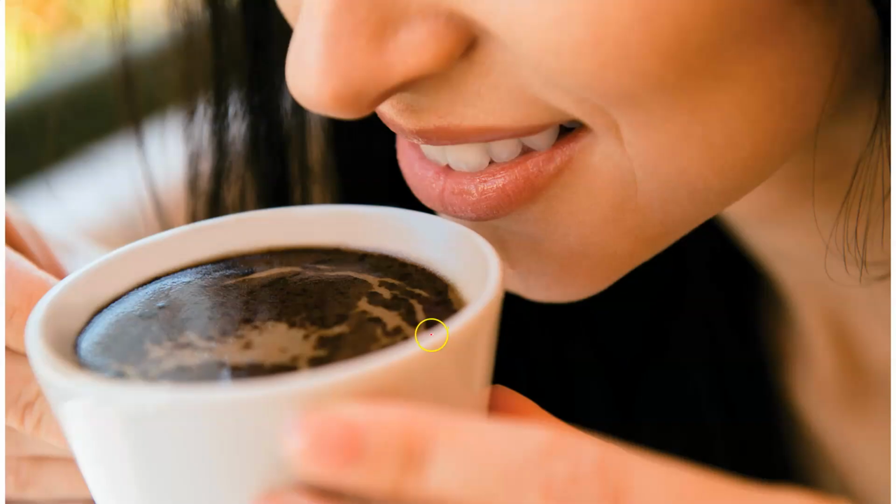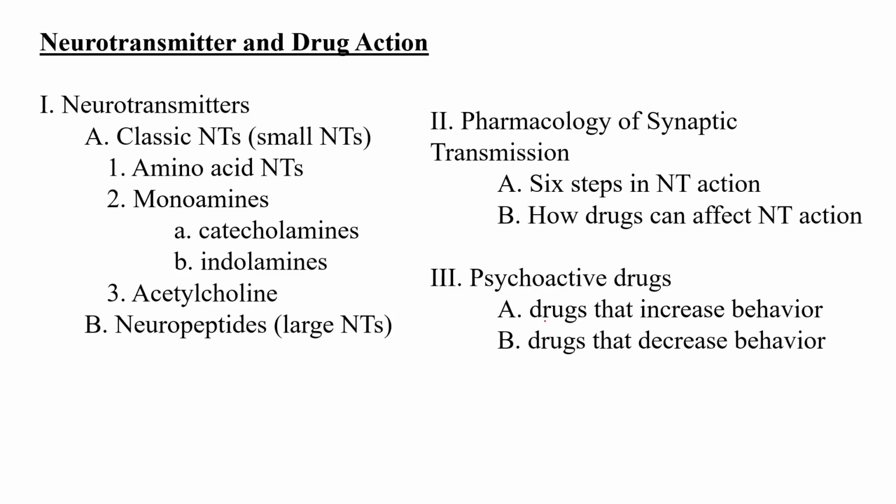First, we'll talk about individual neurotransmitters, focusing largely on classic neurotransmitters, and briefly touching on neuropeptides, just because there's hundreds of them, and they don't get as much attention as the classic neurotransmitters. And then we'll dive into the ways in which drugs, including caffeine, can modify neuronal function and ultimately affect behavior. So this is going to be the outline of today's lecture.